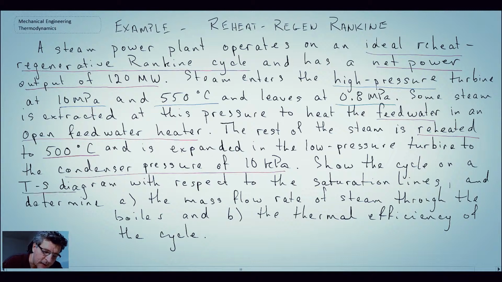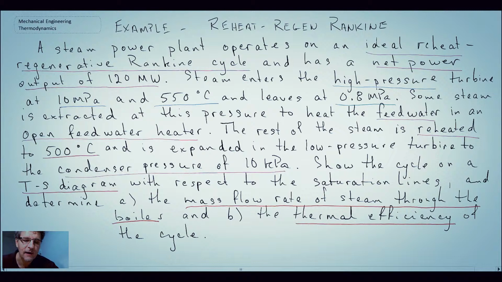The things they're asking us to look for in the solution of this problem: first, write out the cycle on a TS diagram with respect to saturation lines, which is always good practice, and we should do that anyway. Next, find the mass flow rate of steam through the boiler. And the last one is the thermal efficiency of this cycle. So that's the example problem we have before us. We'll begin by writing out some of the pertinent information, and then do the process diagram as well as the process schematic. Let's get started.